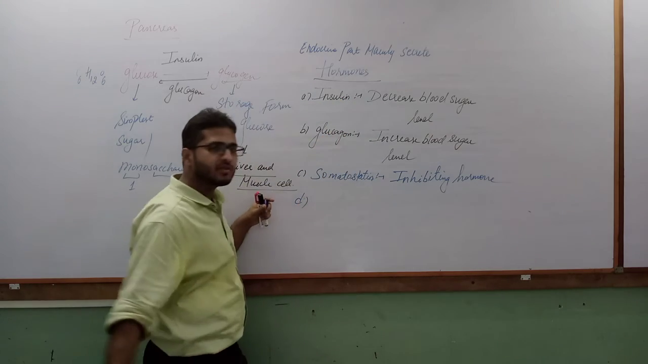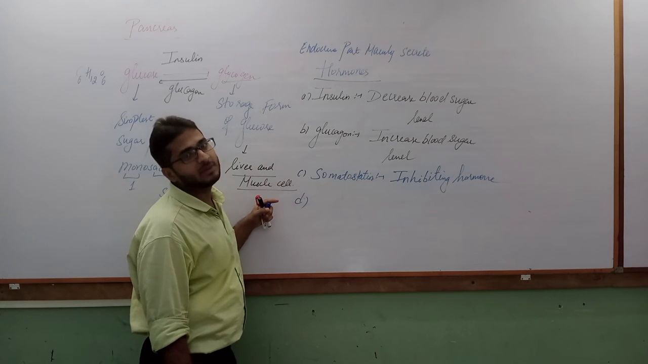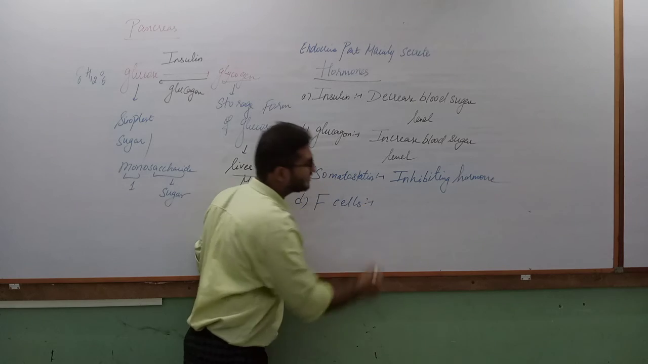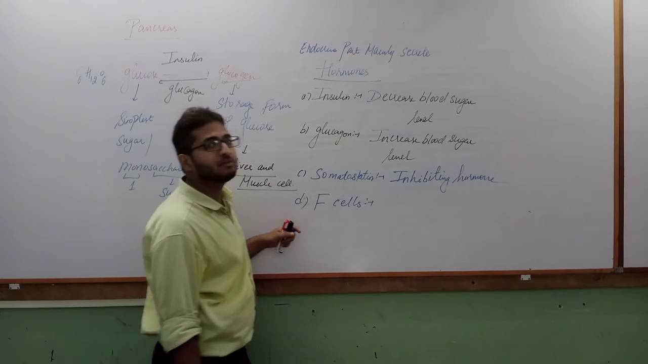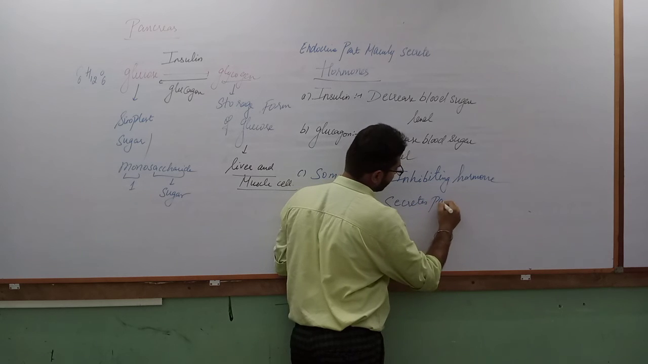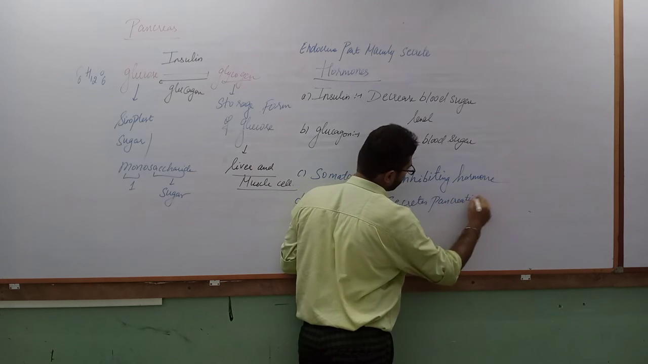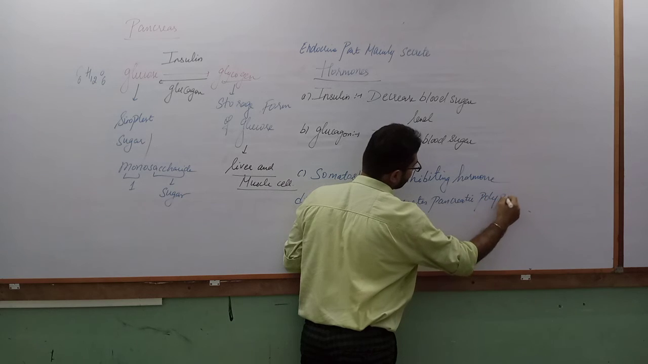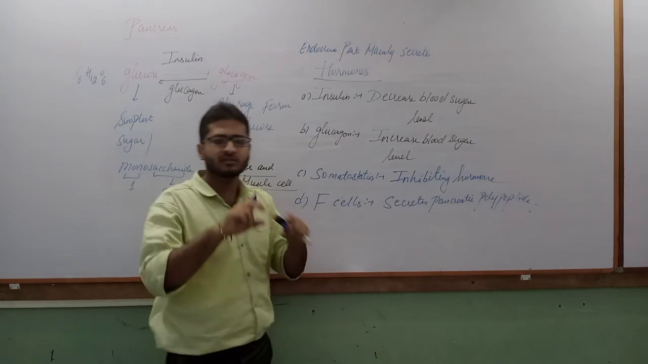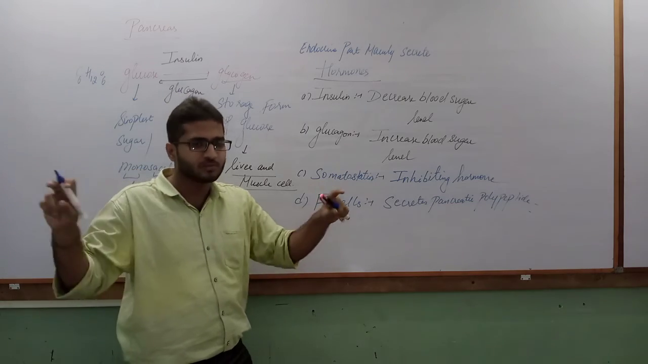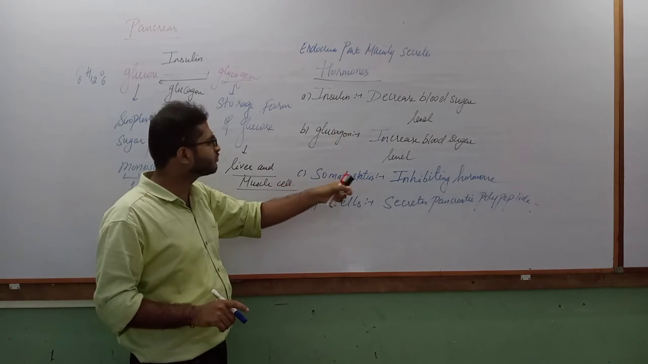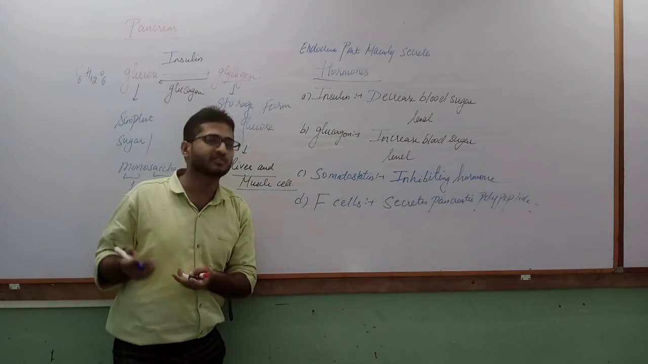Now the fourth one was PP cells or F cells. Let us say F cells. It secretes what? Pancreatic polypeptide. What is the meaning of polypeptide? Polypeptide means a stretch or string of proteins in our body. So this is the role of insulin, glucagon, somatostatin as well as F cells.